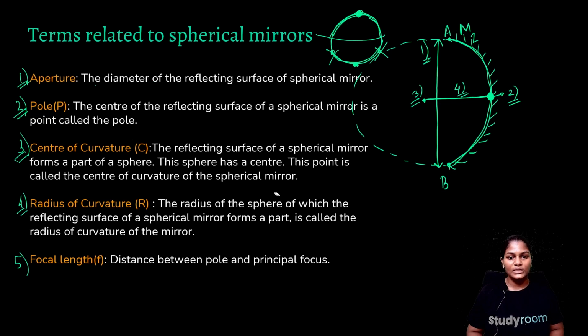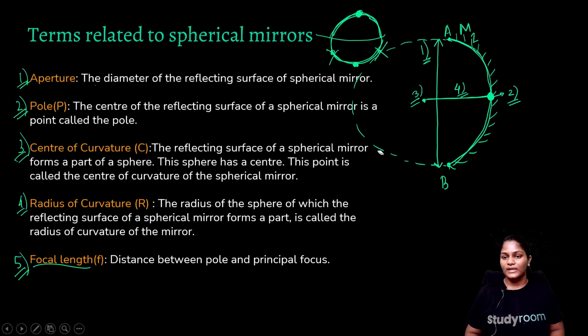Okay, now let's read it. The radius of the sphere of which the reflecting surface of a spherical mirror forms a part. Basically, it's just a complicated way to say that the sphere that we have used, from which we have cut that mirror, the radius of that sphere is the radius of curvature. Now moving on, the fifth term is focal length.